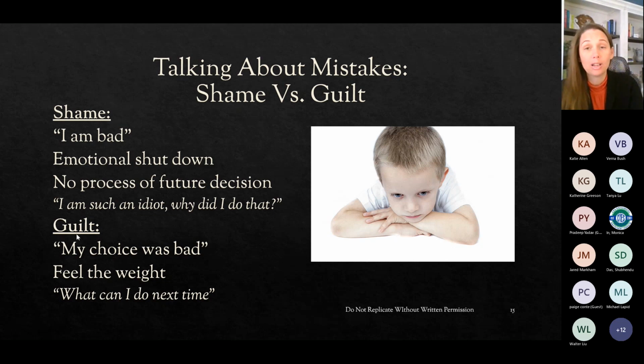On the other hand, guilt is, I made a C on that test. I should have studied more last night. We feel the weight that this wasn't a good decision. I didn't do my best. But there is a thought process of what can I do better next time? How can I learn from this? That's the big difference. When we're talking to our kids about their mistakes, we need to be very careful with our language choice. It's something we all have to catch ourselves on. I'm very guilty of this, of saying what's wrong with you? That's my favorite that I have to catch myself on when I'm overwhelmed.